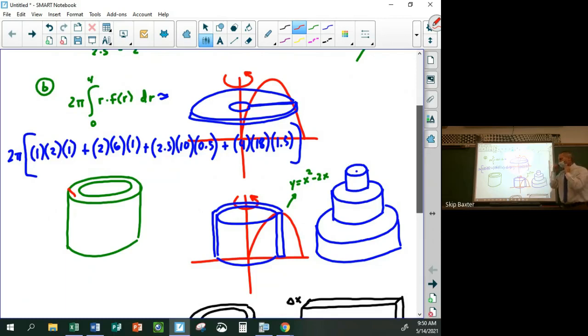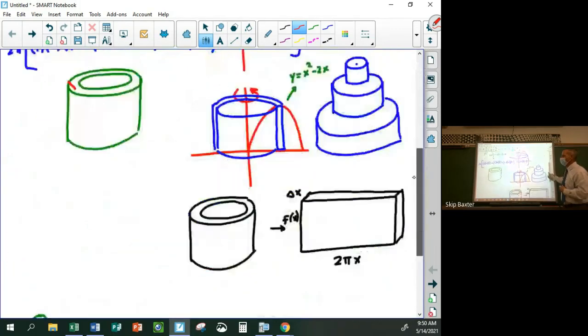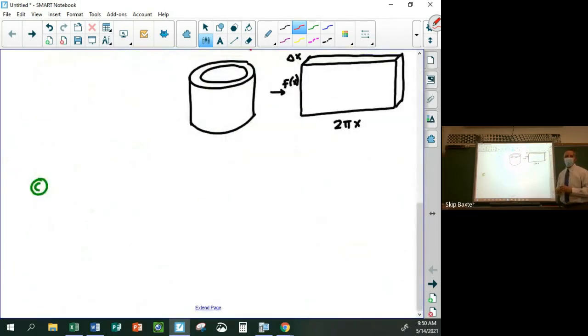So yeah, this is an overestimate. And if you just wrote, it's an overestimate because f of r is strictly decreasing or increasing, I'm sure that's full credit for that question. So the answer is overestimate, with a short little explanation.